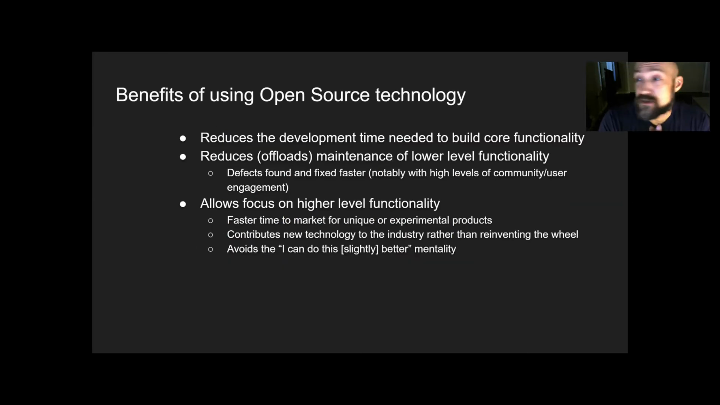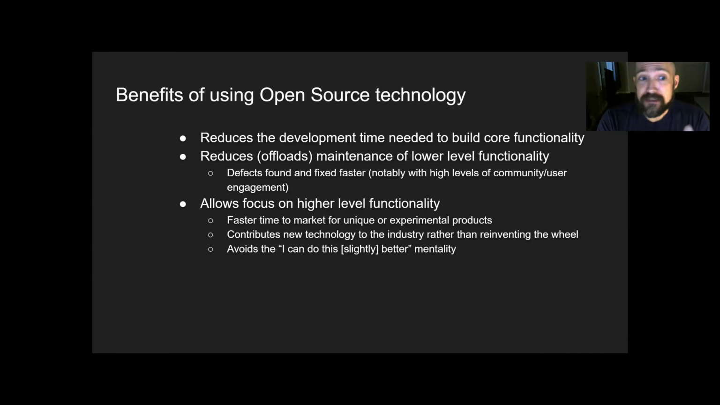Just talking about generic open source technology a bit. In general, the benefits here: it reduces the development time needed to build your core functionality. It offloads maintenance of lower level functionality, right? We don't need to be reinventing the wheel over and over again. We have a smaller team. We don't want to be building everything from scratch. We want to focus on higher level functionality and try to bring a unique or experimental product to the market as fast as possible. It fits well with agile, getting things out the door.